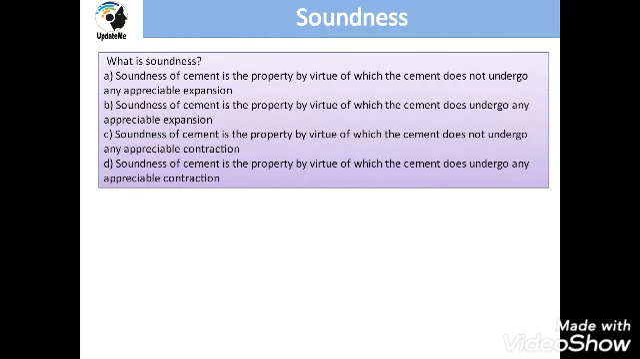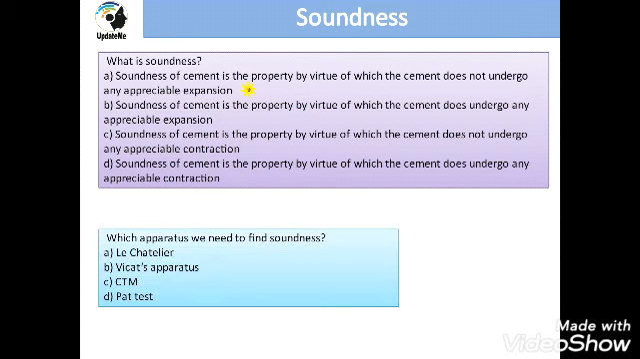So there are some questions on the soundness. What is the soundness? As we have already seen the definition, soundness of cement is the property by virtue of which cement does not undergo any appreciable expansion. So the first one is correct. For the second one, which apparatus do we need to find soundness? The first one is Le Chatelier, second is Whiteside apparatus, third is CTM, fourth is PET test. So it is the Le Chatelier apparatus.